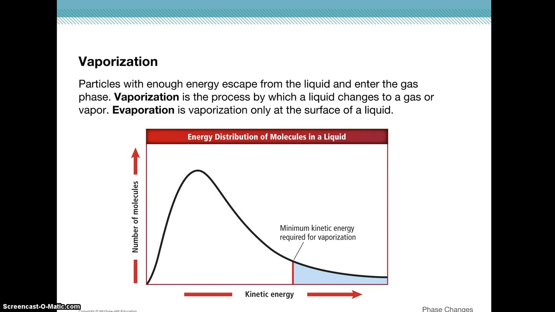Other phase changes that require energy, vaporization. If you have a liquid and you want it to turn into a gas, you're going to have to make those particles move fast enough by putting energy into them so that they can separate from each other and move around without being attracted. We call that vaporization. The term evaporation is vaporization that happens only at the surface of a liquid. So that's something that happens naturally, whereas vaporization is something that you could make happen by adding energy to a liquid.